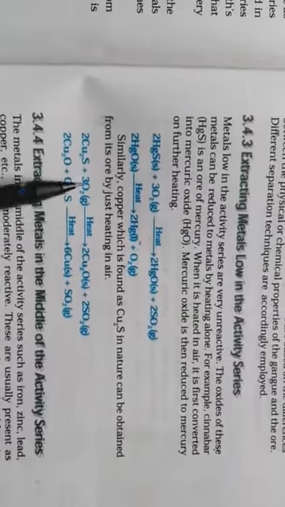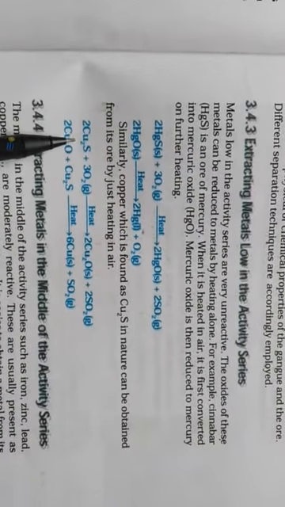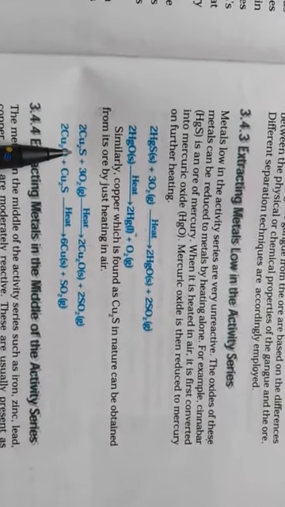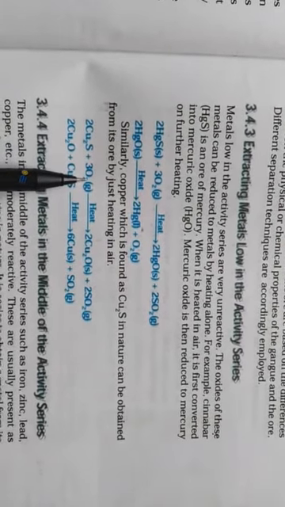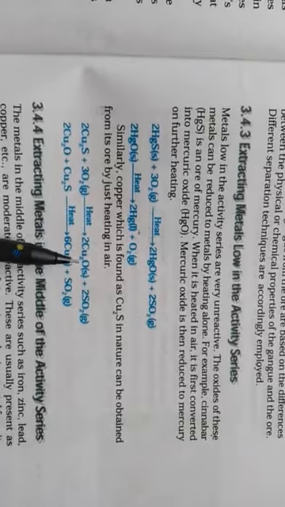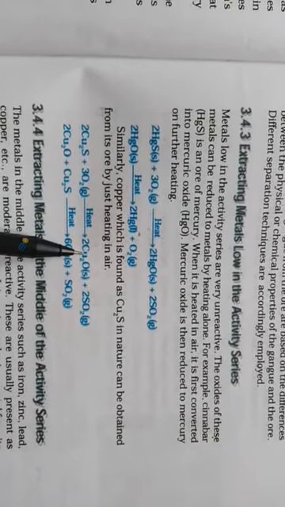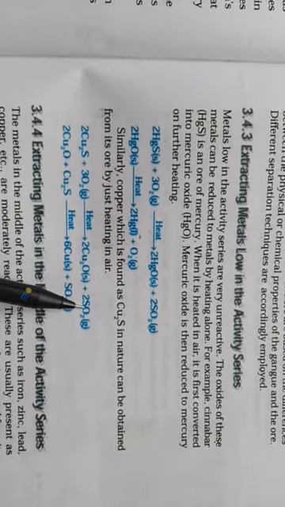Similarly, if we consider the case of copper, here you see Cu2S is taken, which is an ore of copper. When it is allowed to react with oxygen with heating, then we get the corresponding oxide of copper along with the release of sulfur dioxide gas.